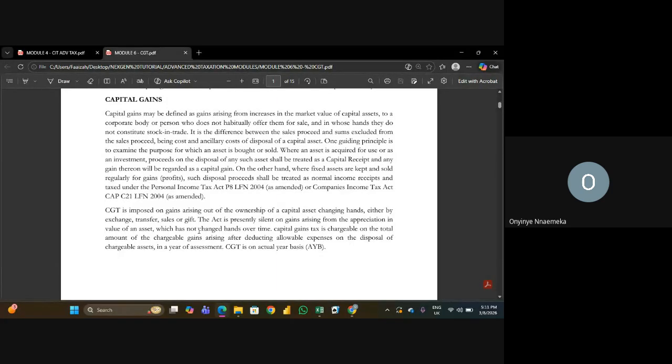Because of course, when you bought the assets, you bought it at a particular amount and it has even depreciated, but still you are able to sell it at a gain. It means that the market value of the asset has increased. But for us to consider a particular profit as a capital gain, it means that the particular asset that you sold is not what you usually sell. It is not your normal goods for sale, and it does not constitute inventory in your hand.